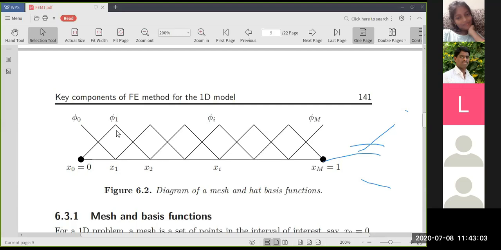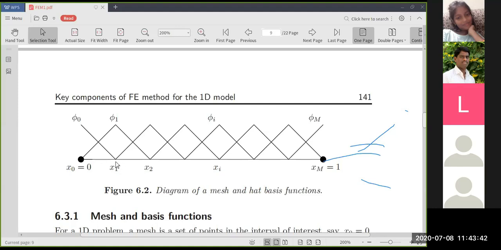What is the next term? The next term is integral x0 to x1, phi 1 dash into phi 2 dash. Now consider the integral interval x0 to x1. See what your phi 2 function is. Phi 2 function starts only from x1. This is the hat function corresponding to phi 2. But in your interval x0, x1, there is no phi 2. So that means phi 2 is 0 in the interval x0 to x1.